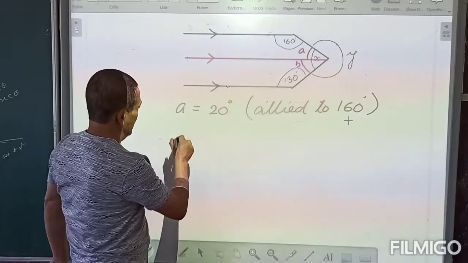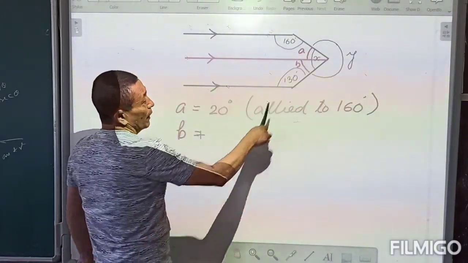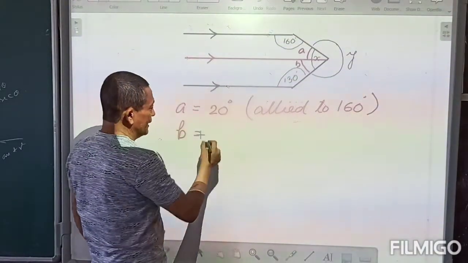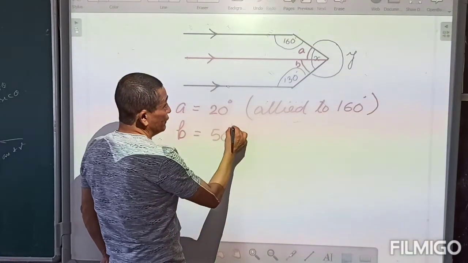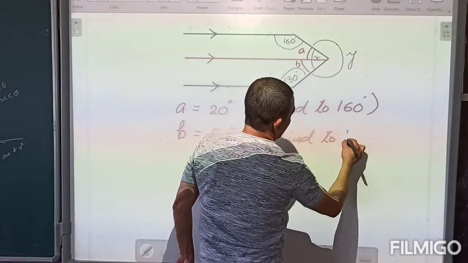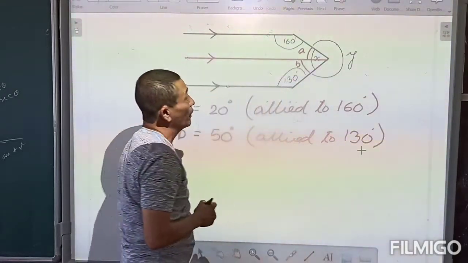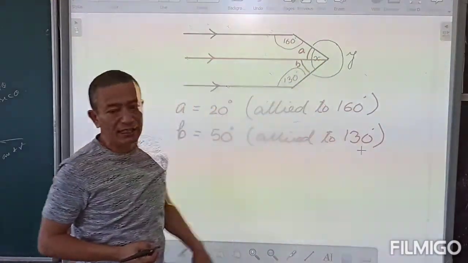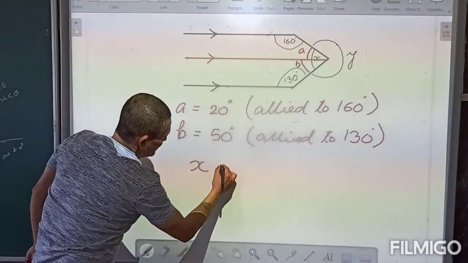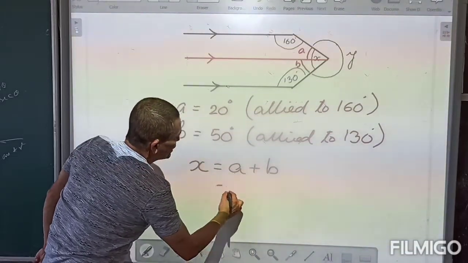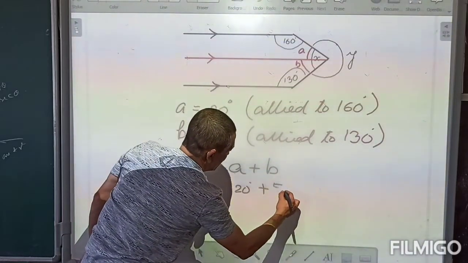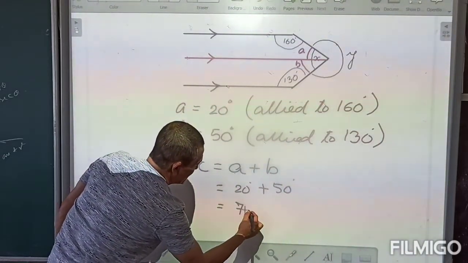Now if I look at B, let's calculate B. B and 130 are also allied angles. They add up to 180. So this becomes 50 degrees. That is allied to 130 degrees. Now A plus B is giving me x. So I can say that x is equal to A plus B, which is A, I got it as 20 degrees, plus B, I got it as 50 degrees. That means I get 70 degrees.